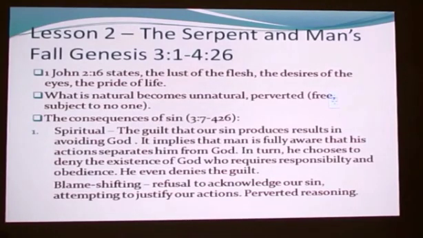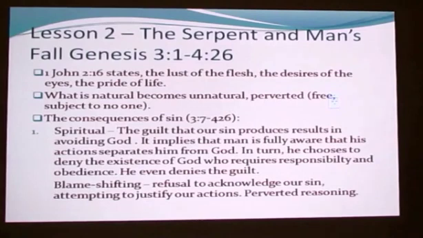It's the lust of the flesh, the desires of the eye, and the pride of life. It always comes the same way. What is natural becomes unnatural or perverted. We want to be free. We want to be subject to no one. That is our cry all the time. That is our understanding of freedom.